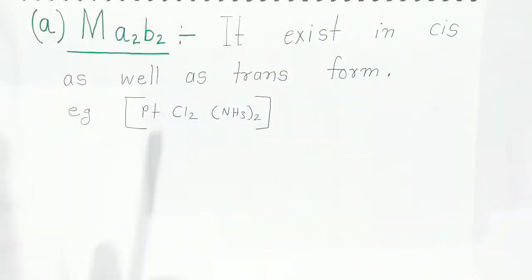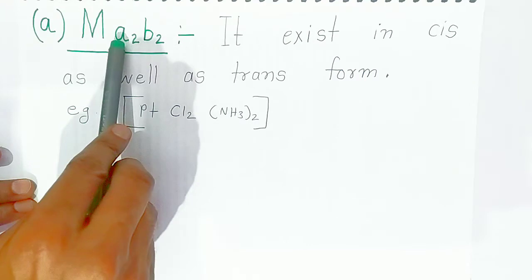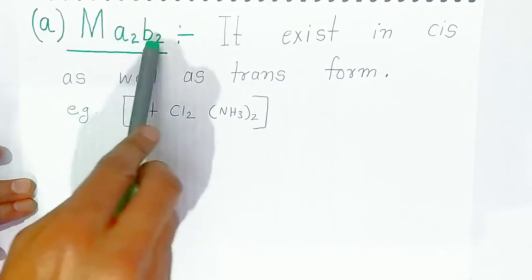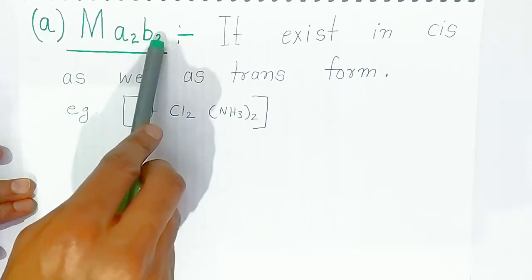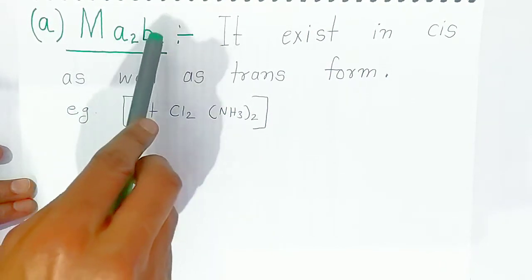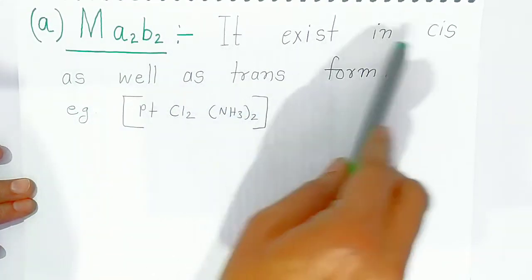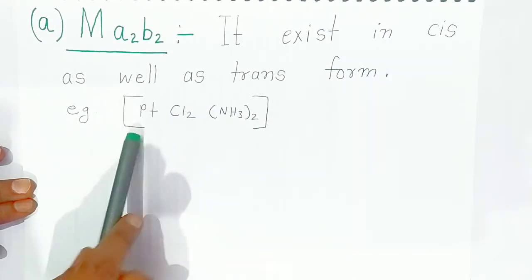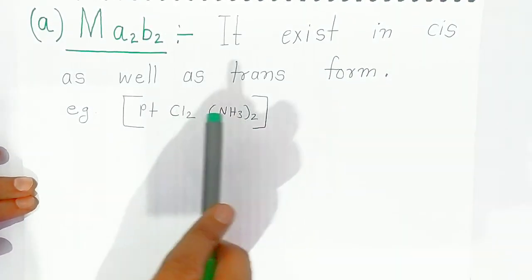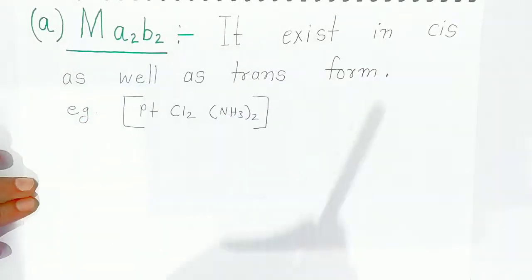Students, the first type is with a central metal atom M and two types of ligands, A and B. The number of ligand A is 2 and B is 2. The total is 4 ligands, but they are present in only two types, A and B, 2 in number each. So this is the first type of square planar complexes. It exists in cis as well as trans form. Now for example, students, I have given the platinum complex. Here two chloride ligands and two ammonia ligands are there. So that is why it is called Ma2b2 type of complexes.